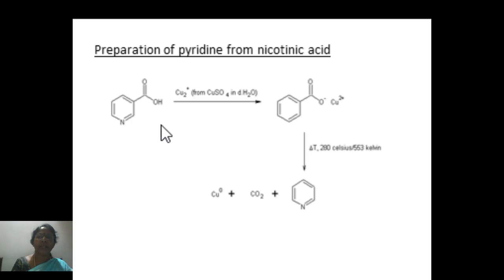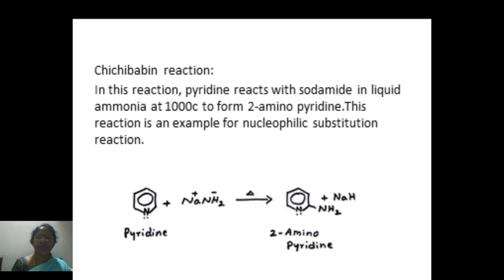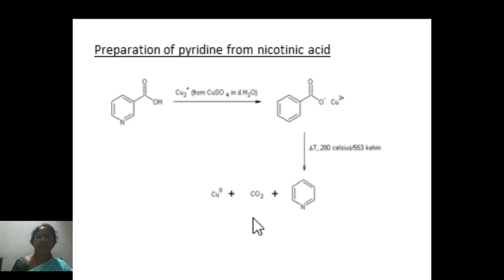Nicotinic acid can be heated in presence of limestone or in presence of copper sulfate solution, where nicotinic acid forms this salt, and this upon heating undergoes decarboxylation to form pyridine.